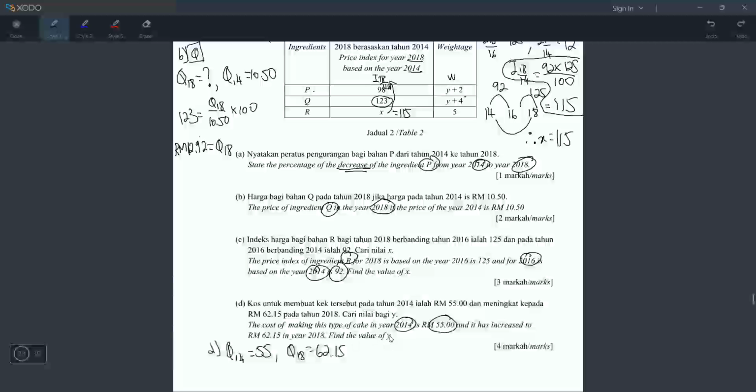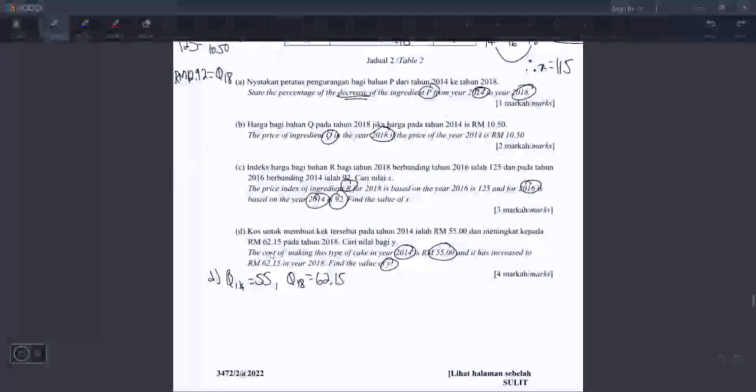And then they say find the value of Y. I already told you it is the first formula. Why must it be the first formula? I mentioned many times already. If the question involves cost or price, RM like that, must use the first formula. So what is the first formula? I equals to Q1 over Q0 times 100. Definitely for the Q1 you have to put 62.15. Because the newer year always goes on top, 18 on top. And then the older year, 55, goes at the bottom.